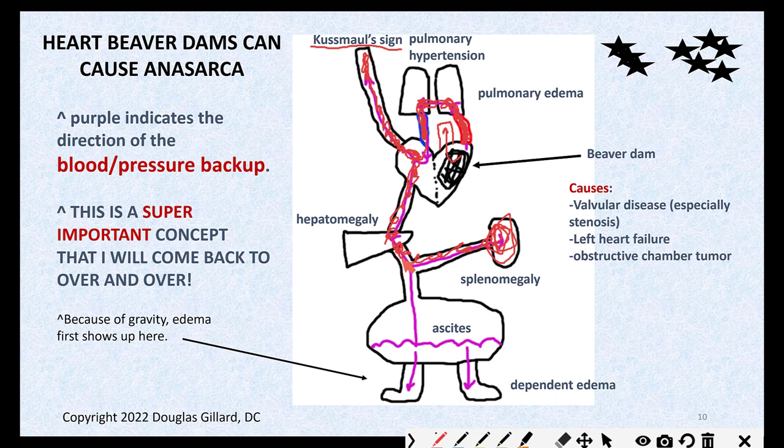And then the backup can go down the superior mesenteric and inferior mesenteric veins into the intestinal veins, and the intestinal veins can start leaking, and your peritoneal cavity starts getting filled up with blood, right?